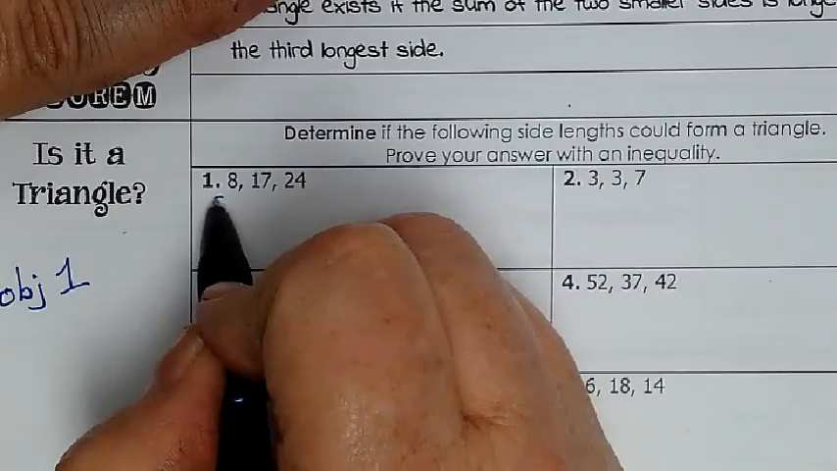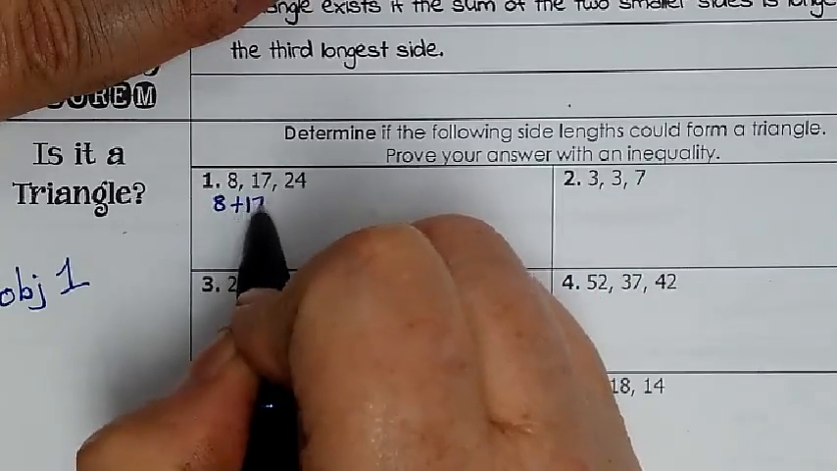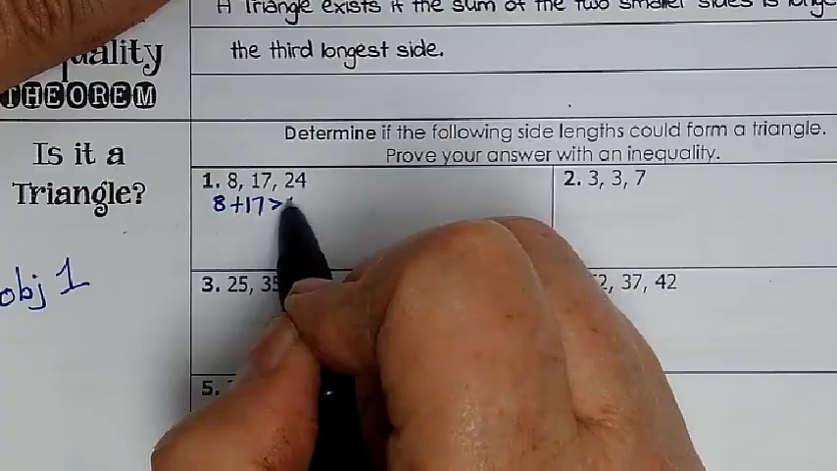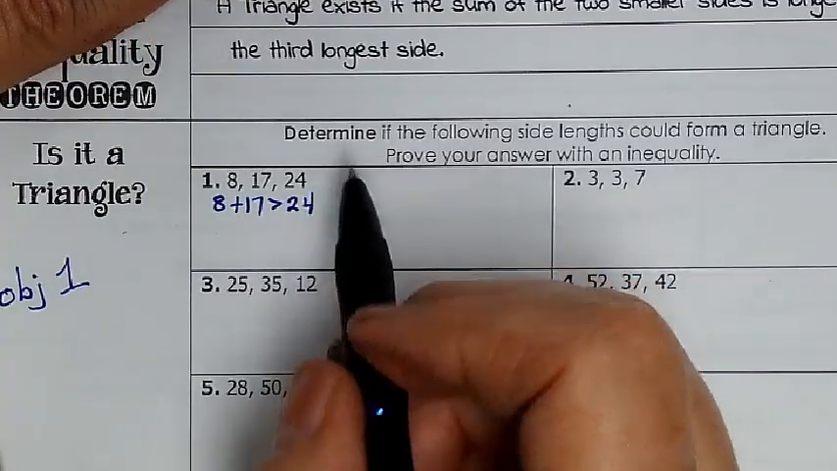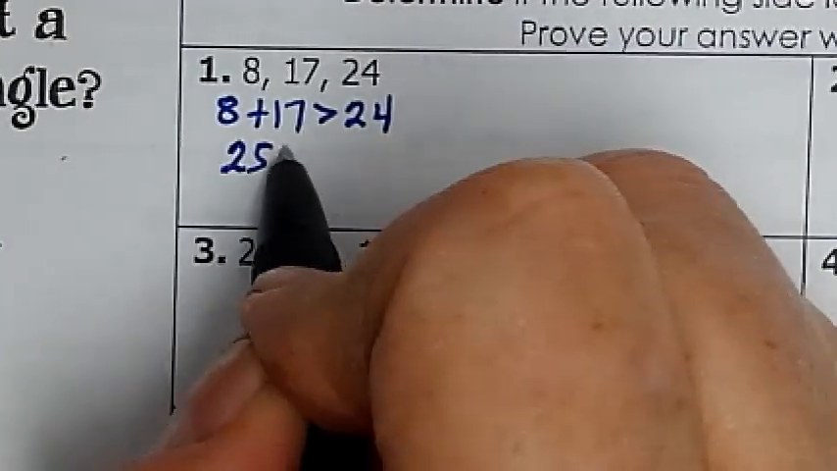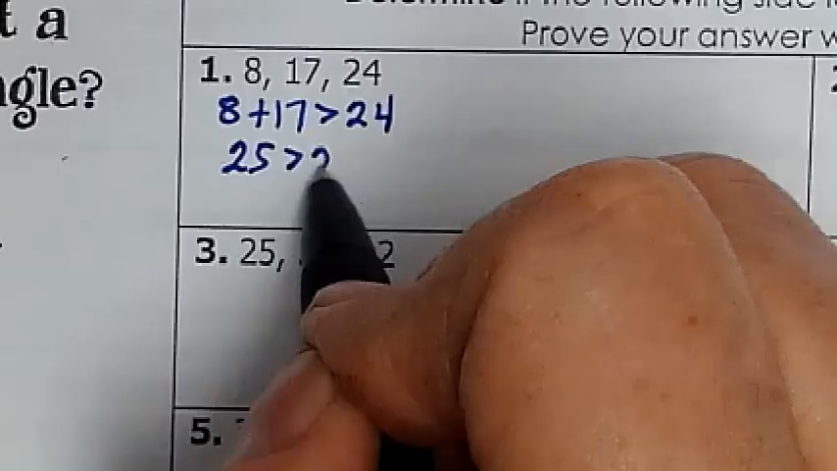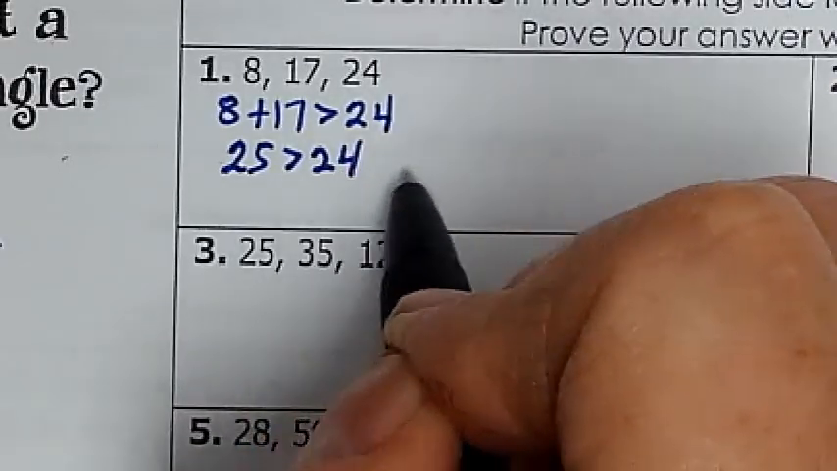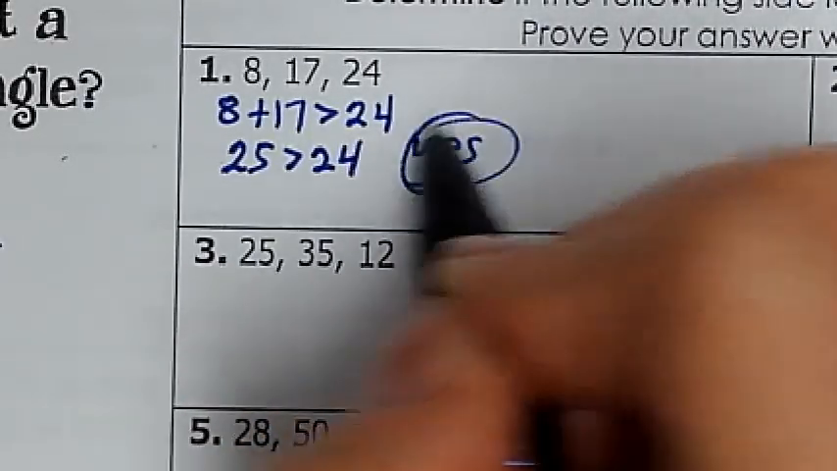24. Now, what's 8 plus 17? It's 25. Is 25 greater than 24? Is that true or false? So guess what? This is a yes. It could form a triangle. Should we try one more or no? Okay, number 2.